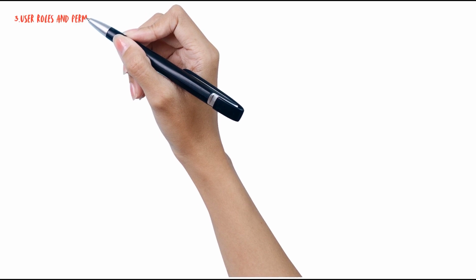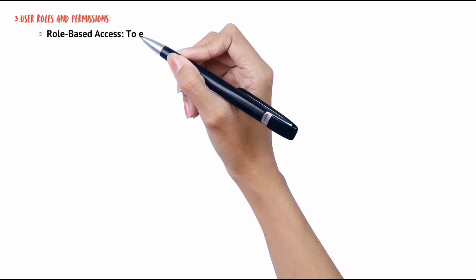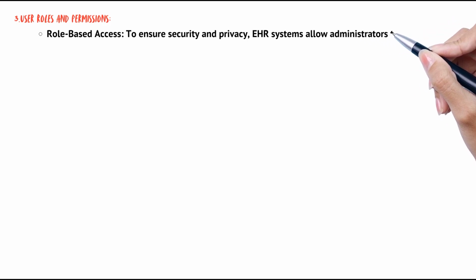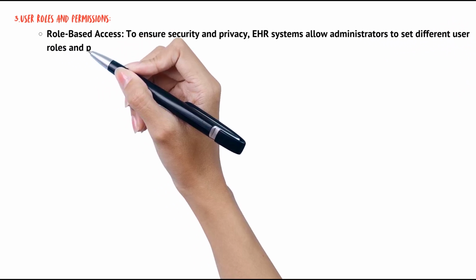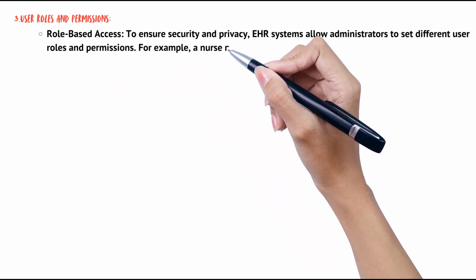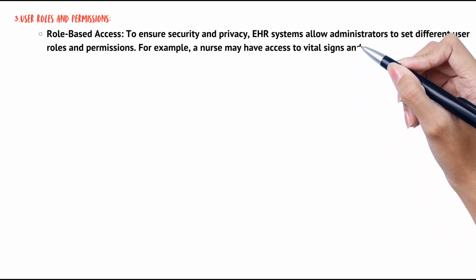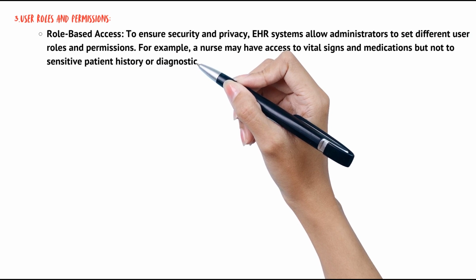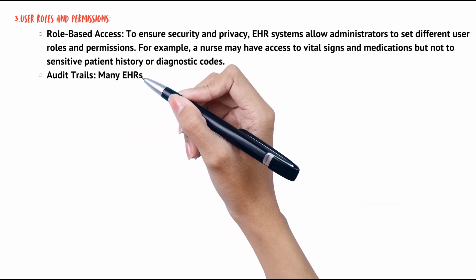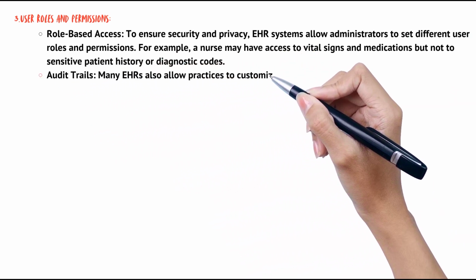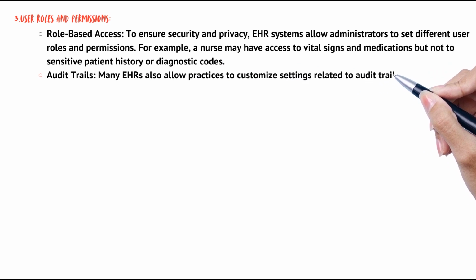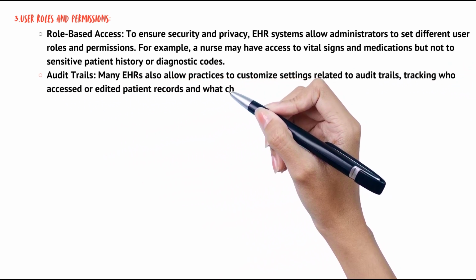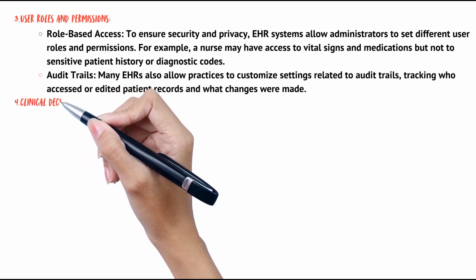3. User roles and permissions. Role-based access. To ensure security and privacy, EHR systems allow administrators to set different user roles and permissions. For example, a nurse may have access to vital signs and medications, but not to sensitive patient history or diagnostic codes. Audit trails. Many EHRs also allow practices to customize settings related to audit trails, tracking who accessed or edited patient records and what changes were made.